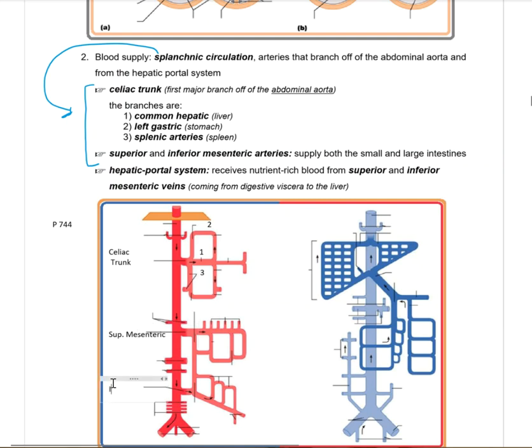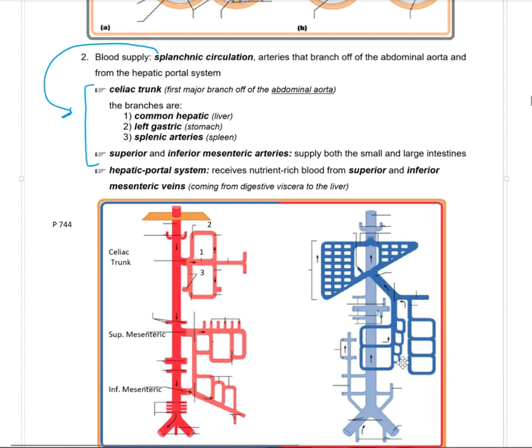Now, if you remember, these are going to supply small and large intestines, different sections of them, right? So a little bit of a review there. Then we also have the venous system, and that's our hepatic portal system. Now, the hepatic portal system, if you recall, a portal system means that we go from veins to capillaries to veins. And that's what we're seeing here. We start here, and these are all the nutrient-rich blood that we're getting from our digestive tract.